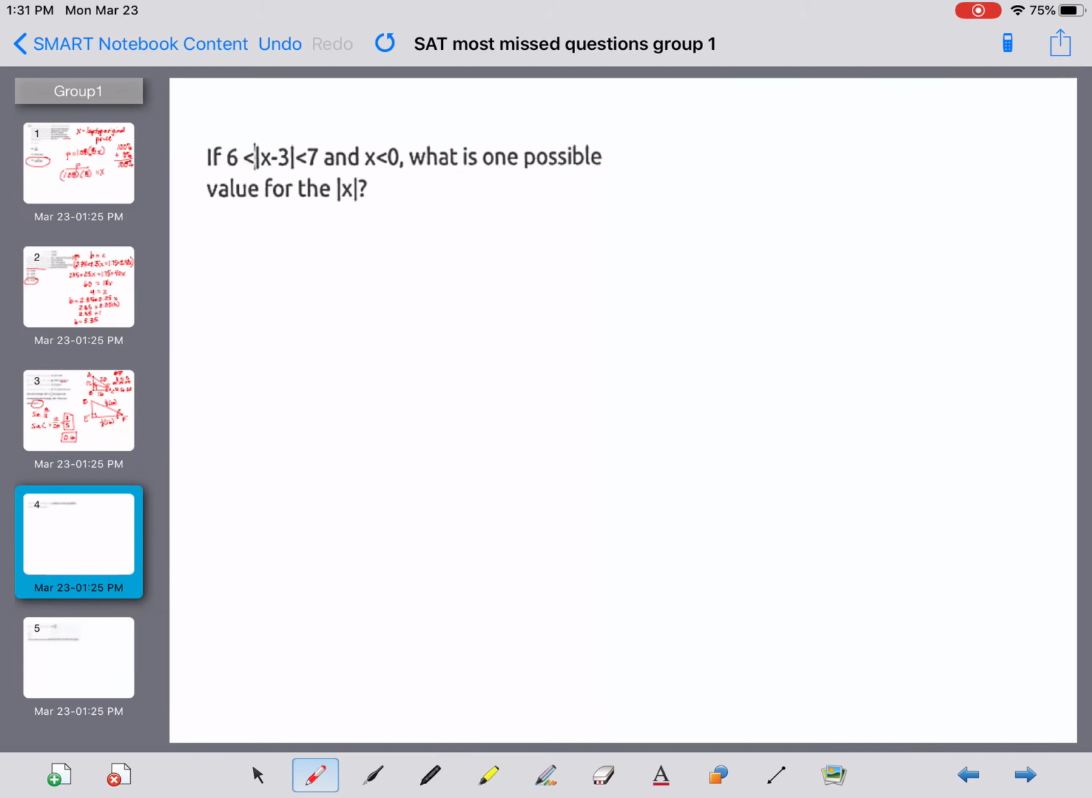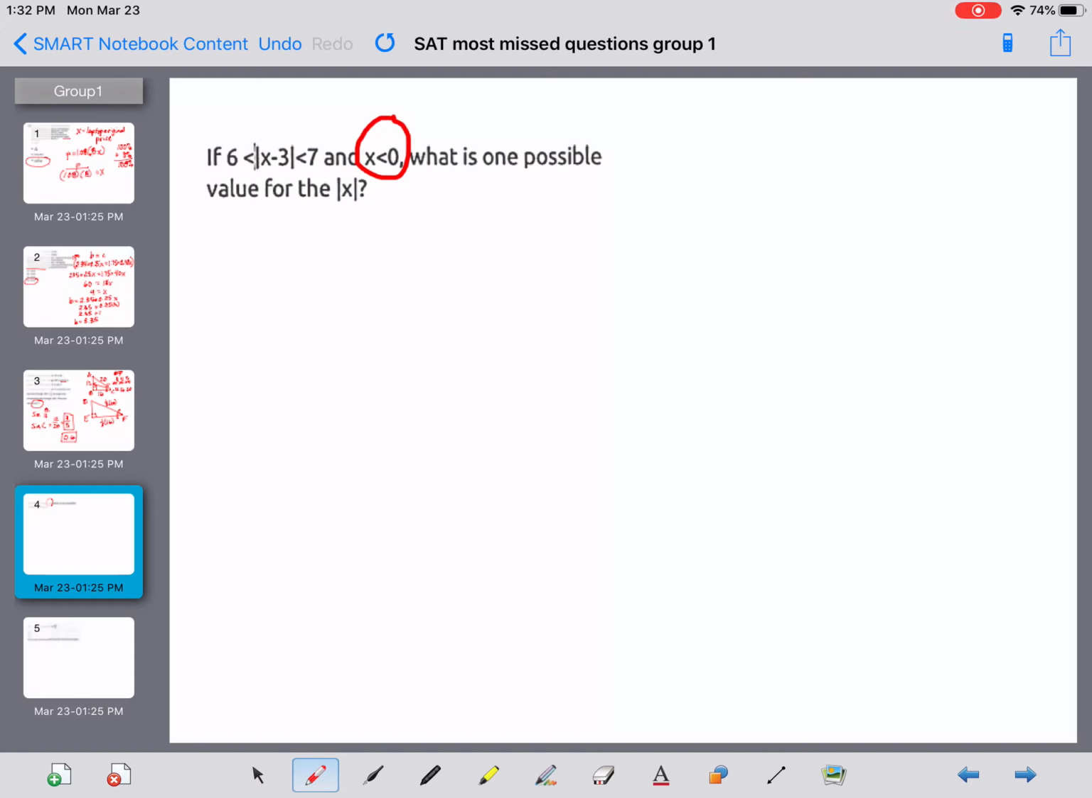Moving on to question 4. It says if 6 is less than the absolute value of x minus 3, which is less than 7, and x is less than 0. This is super important to know, that means that we're dealing with some negative numbers. What is one possible value for the absolute value of x? And notice again, this is a short answer. So we have lots of numbers we could plug in here.